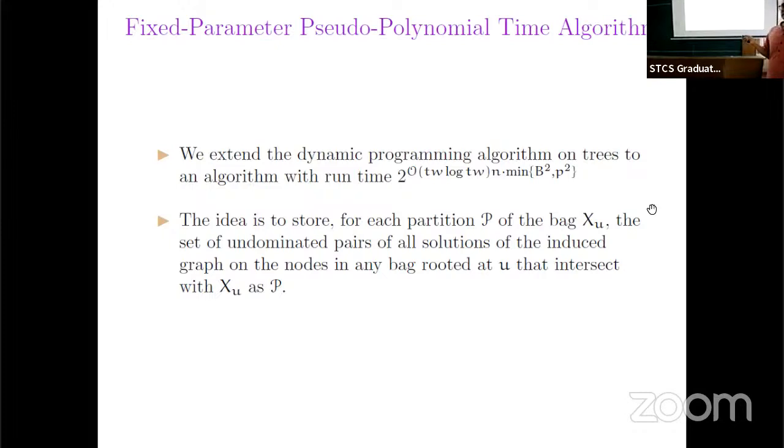In the runtime, the n etc. is all in the denominator, like not in the bottom. Yeah, it should be there. Yeah, it should be there.